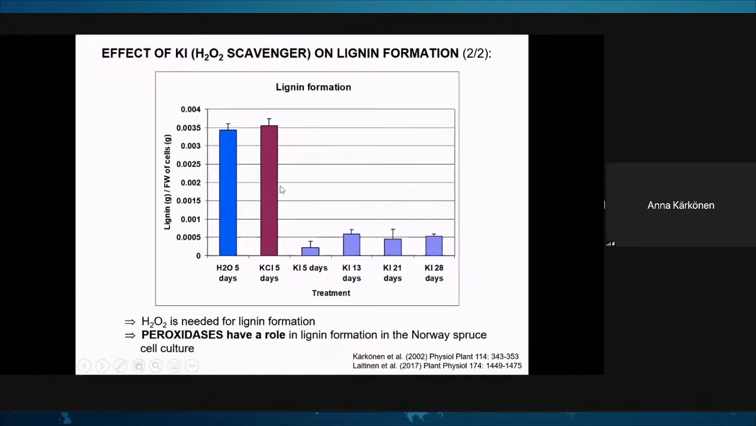And iodide scavenges hydrogen peroxide. So this experiment shows that hydrogen peroxide is needed for lignin formation. So peroxidases have a role in lignin formation in the Norway spruce cell culture, that we can conclude from this experiment.